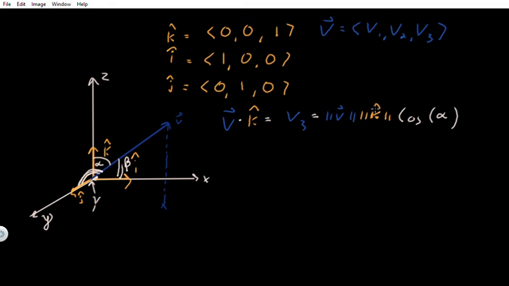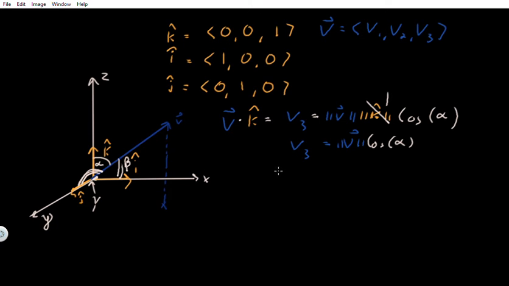So let's see if we can clean this up a little bit more. I know that k hat is a unit vector. If I was to find the square root of 0 squared plus 0 squared plus 1 squared, I know that the magnitude of k is just 1. So now this simplifies to v3 is equal to the magnitude of v times the cosine of alpha. And I can solve for the cosine of alpha now, and I can therefore solve for what alpha is, the angle between v and the z-axis.